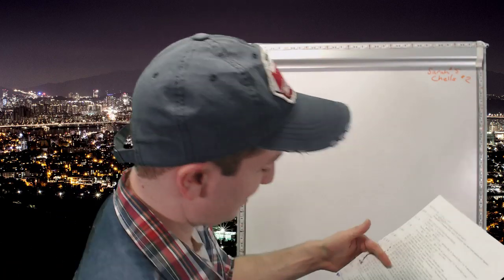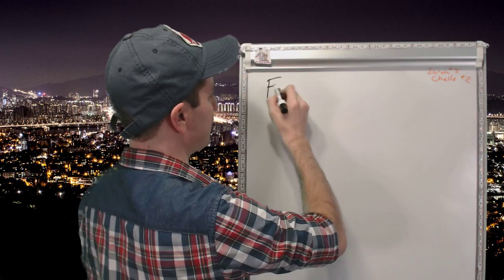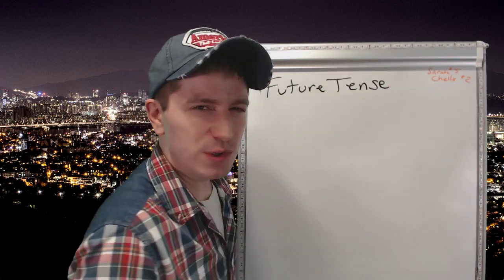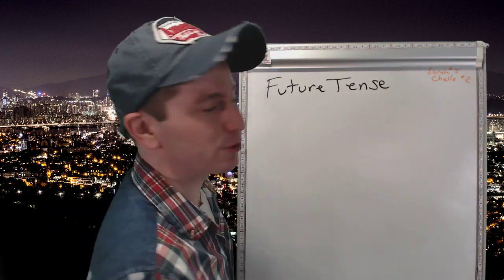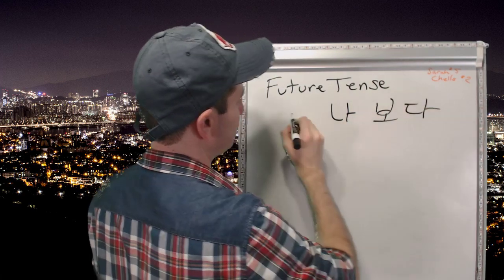Okay. So we've got the next one. So that's past tense. However, what do we do about future tense? What do we do if we want to have a future tense verb? Well, future tense, we're also going to be using 나보다. However, there's something else you have to do to it.